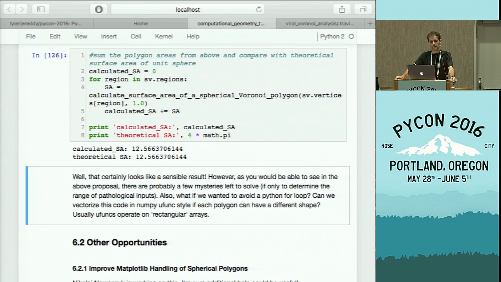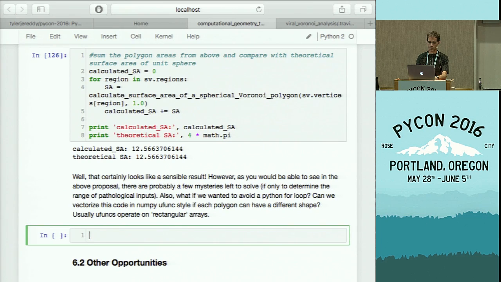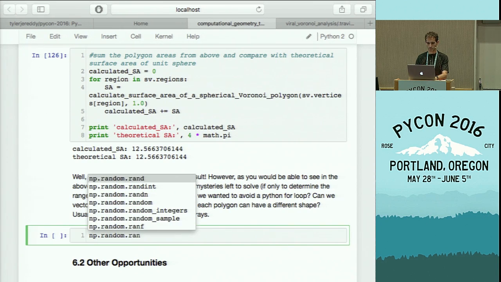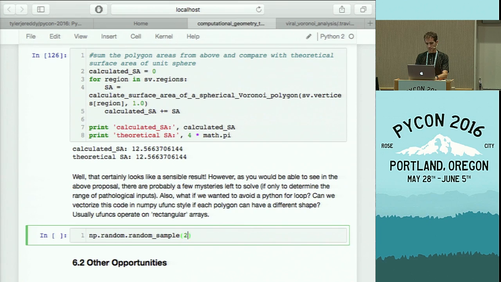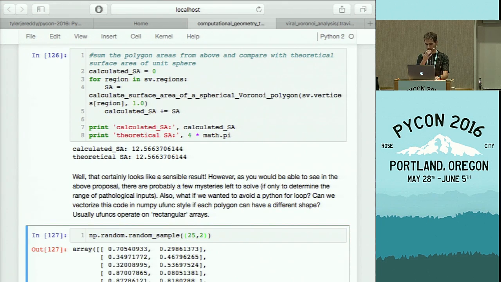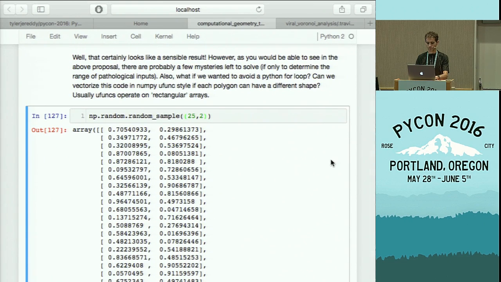The other thing is, if it's going to go into SciPy, how is it going to be done efficiently? The NumPy and SciPy universal function model is such that you typically have rectangular arrays where calculations run quite rapidly, right? There are these vectorized implementations. So if we have, for example, numpy.random sample, let's take, say, 25 rows, two-dimensional data. And we'll just set that to a variable, so random data is equal to that.